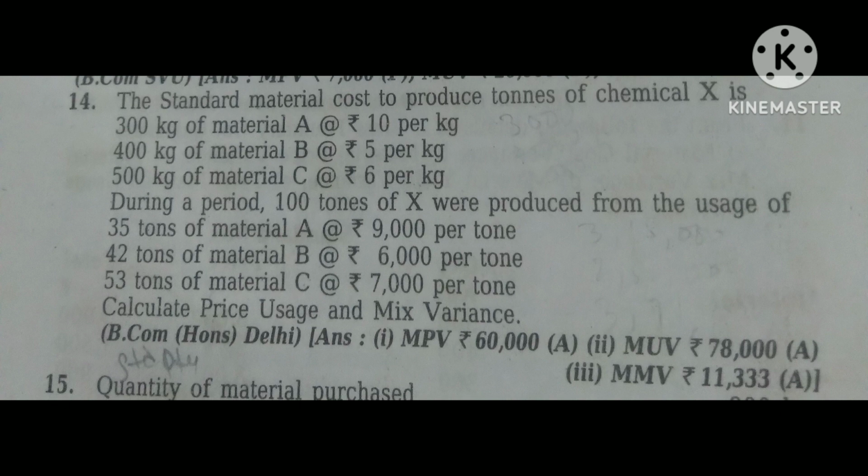During a period, 100 tons of X were produced from the usage of 35 tons of material A at the rate of rupees 9,000 per ton, 42 tons of material B at the rate of rupees 6,000 per ton, 53 tons of material C at the rate of rupees 7,000 per ton. Calculate price, usage and mix variance. So he has given information of standard quantity for 1 ton. So now we have to calculate for 100 tons.